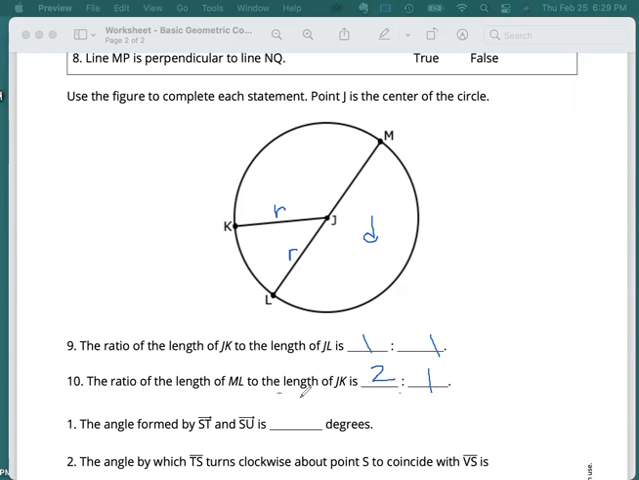Diameter. And then if JL represents a blank of circle J, so JL is from the center out, so that would be a radius. There we go. So radius is from the center out, and diameter is all the way across, basically 2 radiuses. Hope this was helpful.